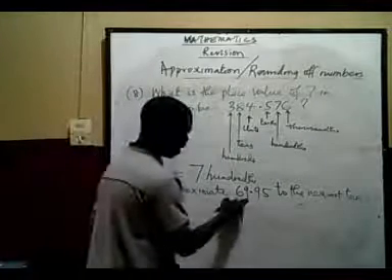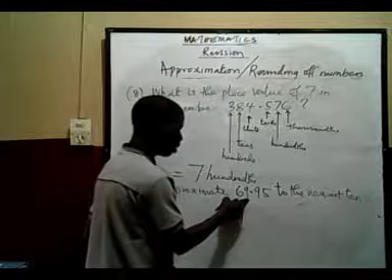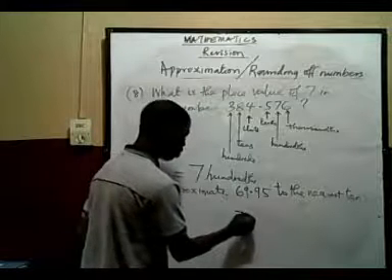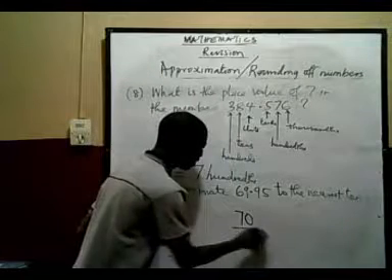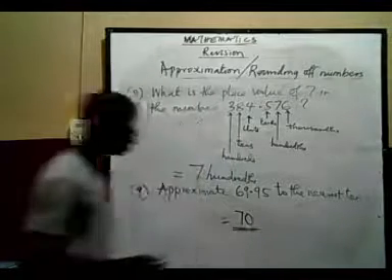The place where 9 has been will become 0. So my answer is 70 to the nearest 10.